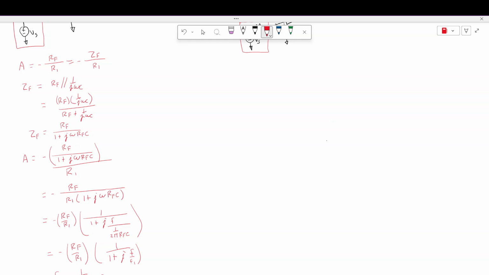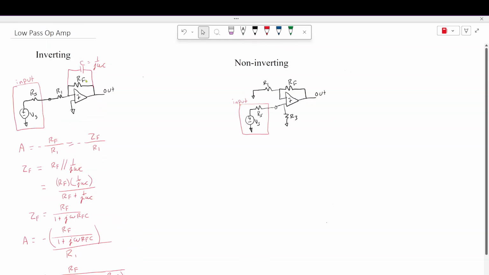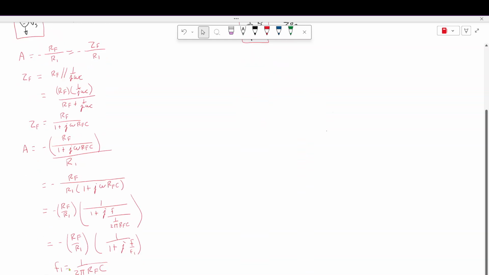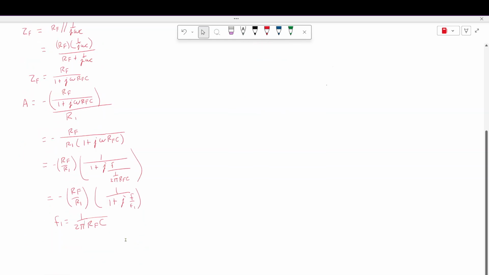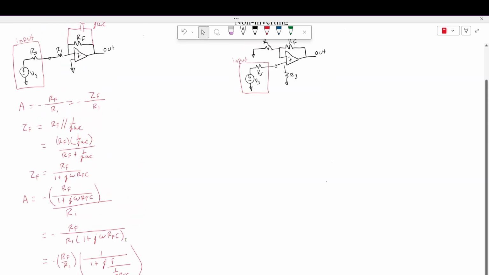So what we see here is that we get the same equation, except the Thevenin equivalent resistance seen by our capacitor is actually just the feedback resistor. But then we can easily say if I want to get the corner frequency, I pick RF and C to give us this equation, 1 over 2 pi RFC.